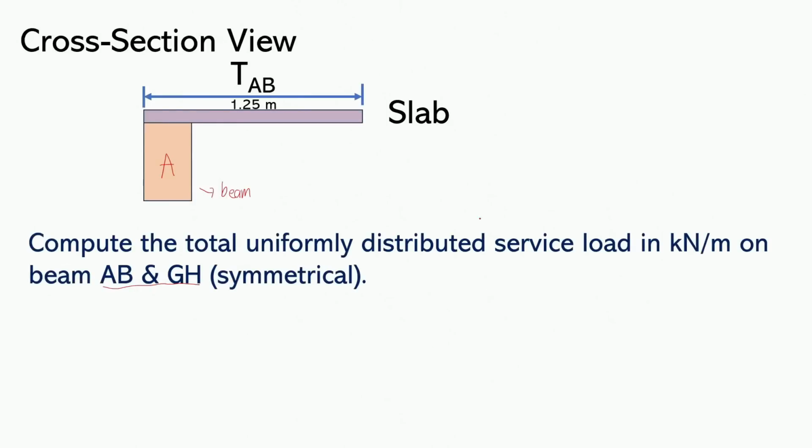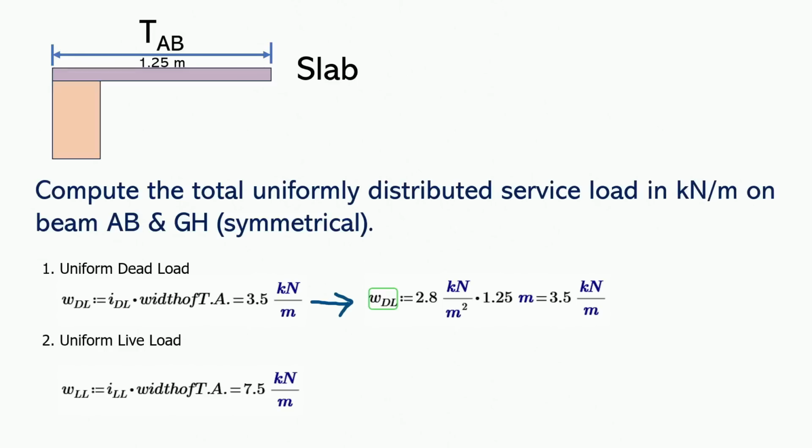Let's try to solve the uniformly distributed weight of the slab and also the beam. And so ito na yan. Now again, isusulat ko yung mga given. Our superimposed dead load or WDSI is equal to 2.8 kPa. And then our superimposed live load or WLSI is 6 kPa.